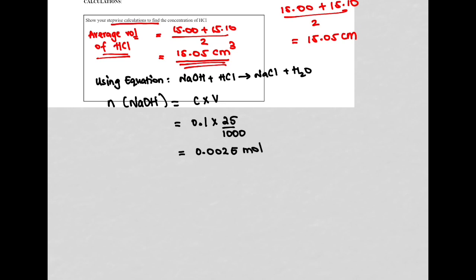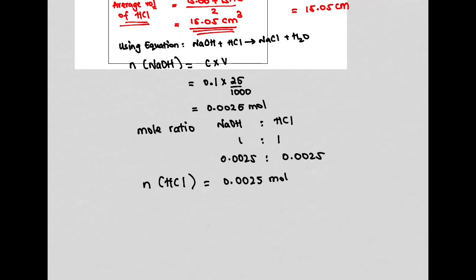So this is the number of moles of NaOH. Use your symbols well. Small n is for number of moles, capital N is for number of particles. So I'm using my formula well, I'm using my symbols well, and I'm using my units properly as well. Once I know the number of moles of NaOH, I will use the mole ratio and find the number of moles of HCl.